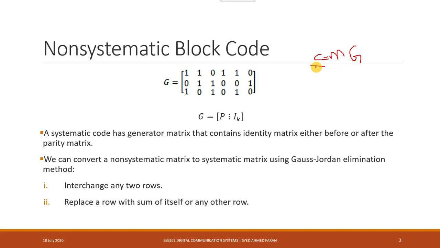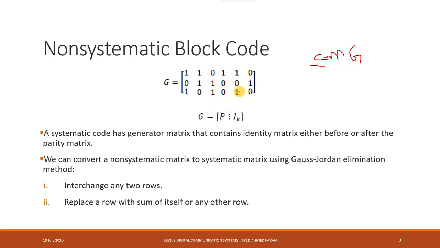To have a systematic block code, you need to have an identity matrix in the generator matrix. Here is an example where a generator matrix is given, and there is an identity matrix that you can see in this generator matrix. The identity can either be present at the end of the matrix or at the start of the matrix. However, remember that the size of the identity matrix inside the generator matrix is always k, or k cross k, since it's a square matrix.